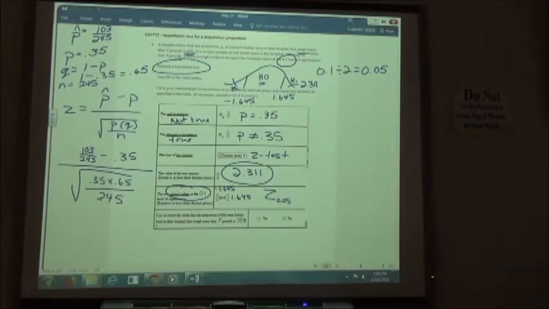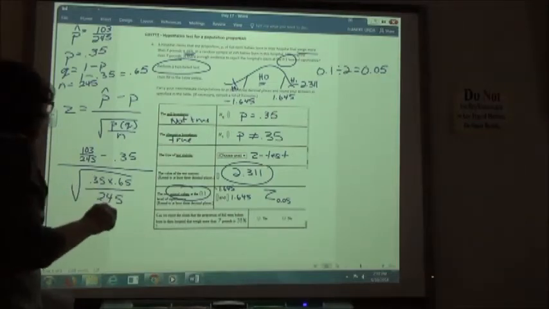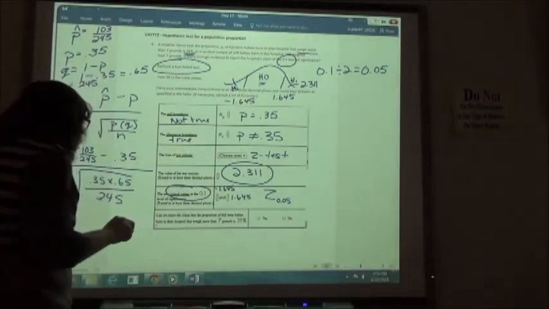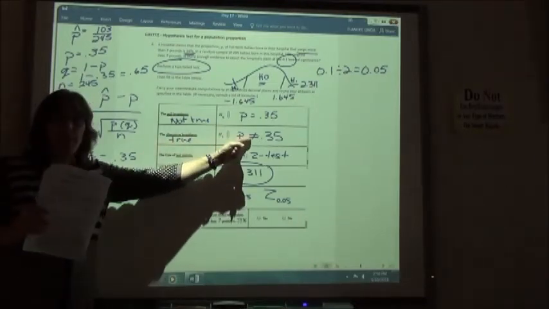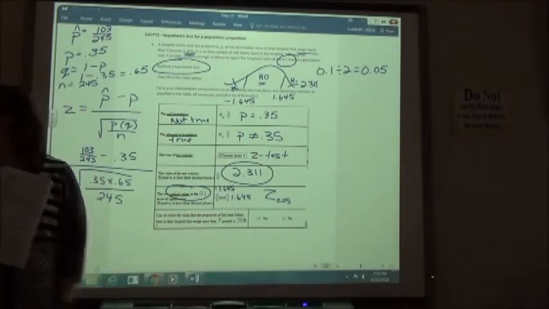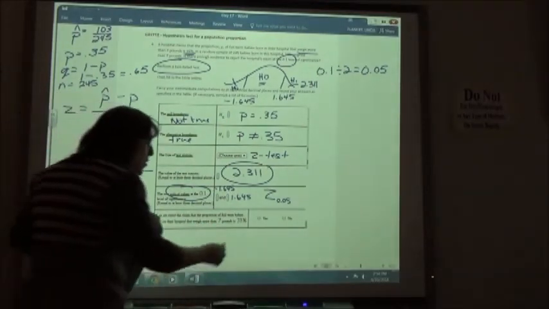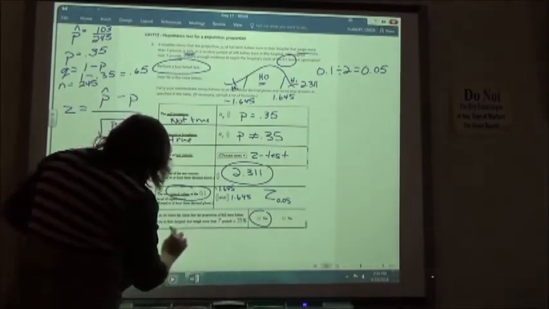So, can we reject the claim that the proportion of full-term babies born in the hospital that weigh more than 7 pounds is 35%? Can we reject the claim? Is it equal or is it not equal? It's not equal, so yes, we can reject the claim. It's not true, right? We're saying it's not equal, so yes, we can reject.